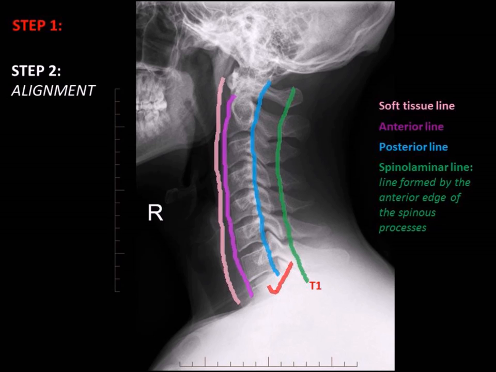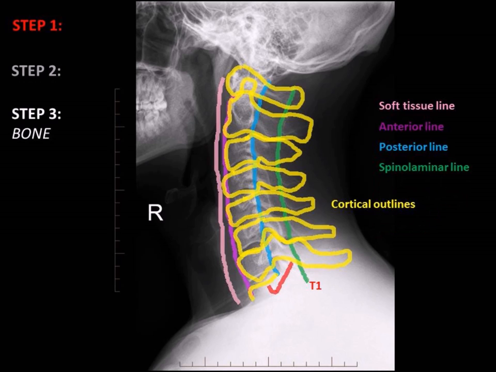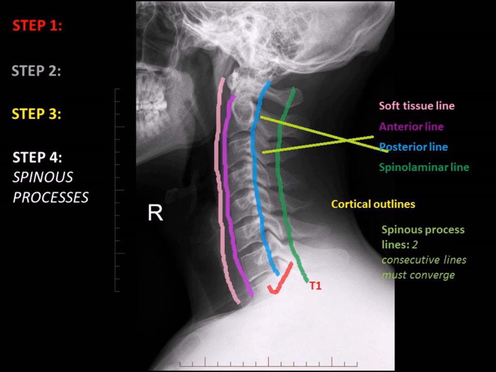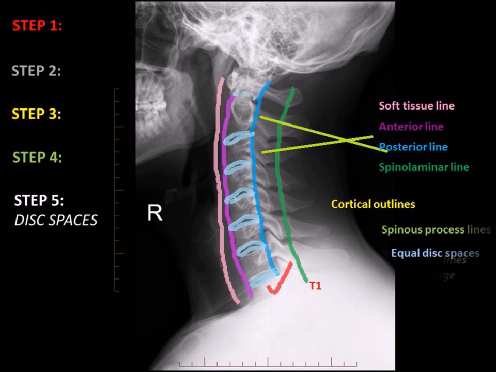Next, we want to look at the bone. Trace the cortical outline of all the bones to identify fractures. Spinous processes: draw an imaginary line through each spinous process and ensure that the lines through two consecutive spinous processes converge. Disc spaces: ensure that all of the disc spaces have approximately equal heights.